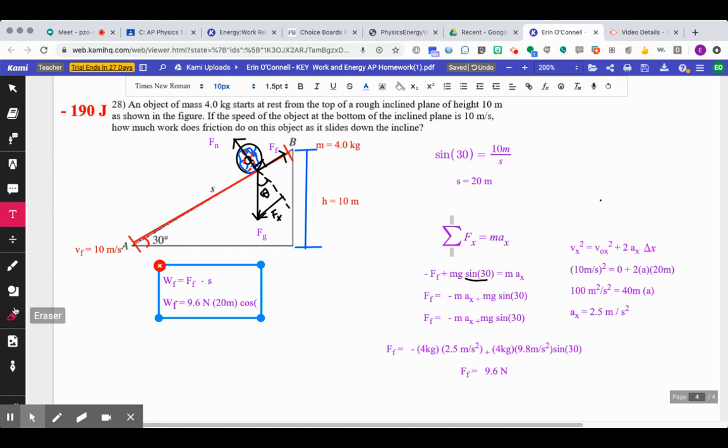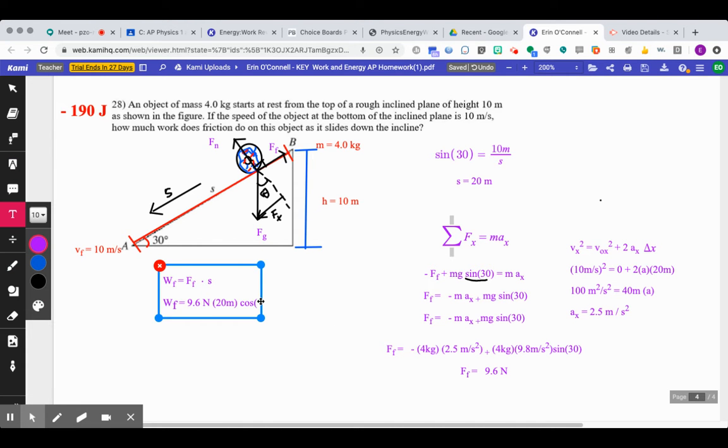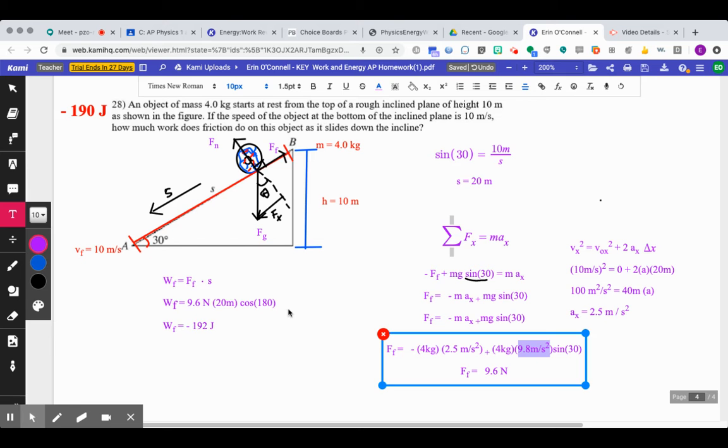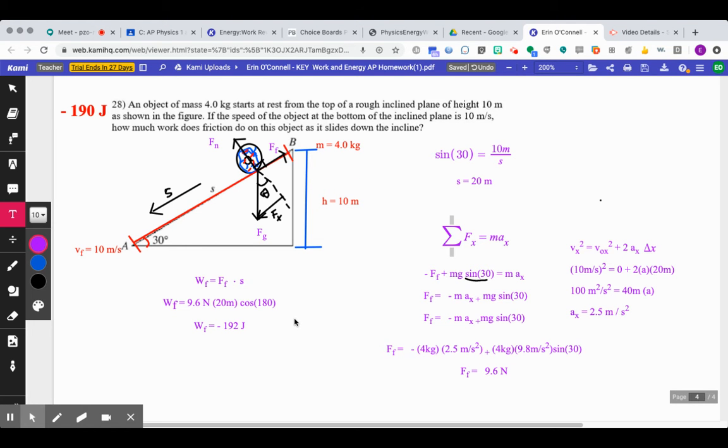The displacement vector, if we represented it as a vector, is going to look like this. They're in opposite directions, so the angle between them would be 180 degrees. So we need to plug in 180 degrees for theta. That will give us a negative value for work, which we know is factual because friction removes energy from the system. We got negative 192 joules. That difference there is most likely due to the fact that I'm still using 9.8 because it's more exact. But if we use 10 for g, we'll probably get exactly negative 190 joules.